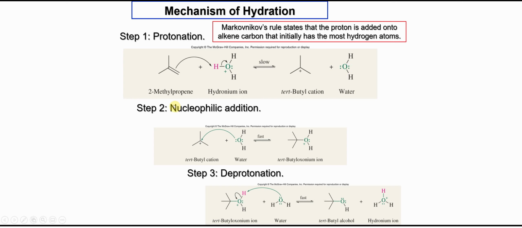Second step, due to the formation of this carbocation, you are going to see the positive charge ion and the electron lone pair attracted to each other to form what we call the oxonium, tert-butyl oxonium, a positively charged ion. This step is a rapid step. Next, this part is going to be subject to a proton removal, so you call it deprotonation.